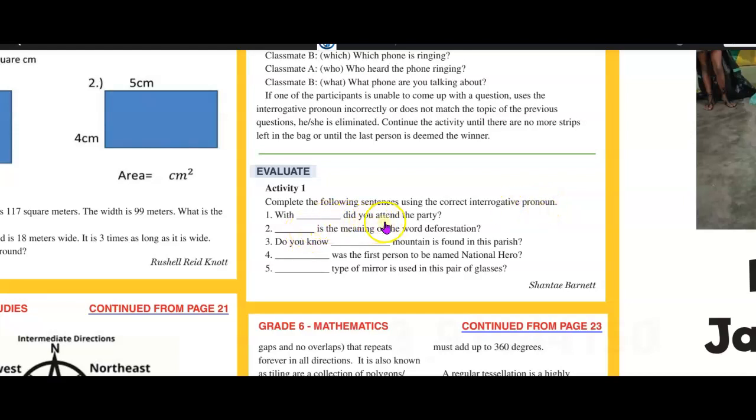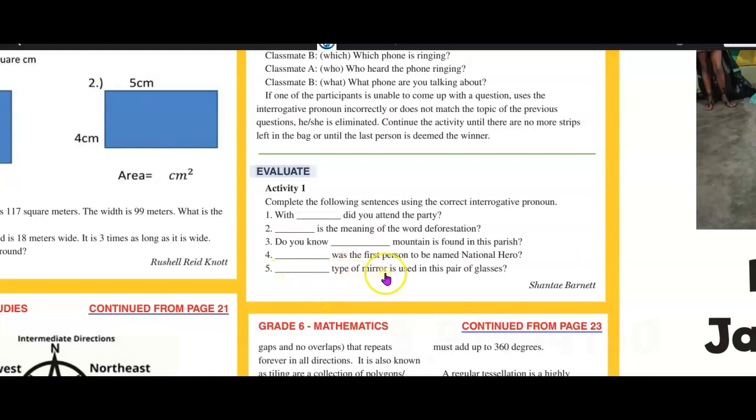With dash did you attend the party? So with whom did you attend the party? Dash is the meaning of the word deforestation. What is the meaning of the word deforestation? Do you know dash mountain is found in this parish? Do you know which mountain is found in this parish? Dash was the first person to be named the national hero. Who was the first person to be named the national hero? Hint, Marcus Garvey.